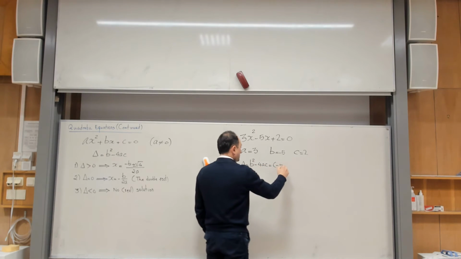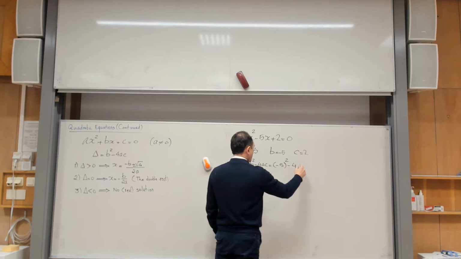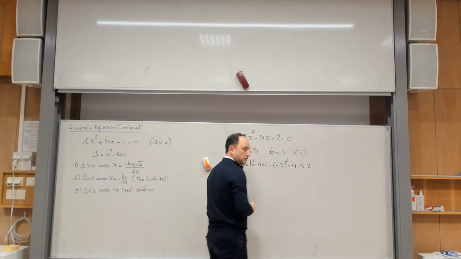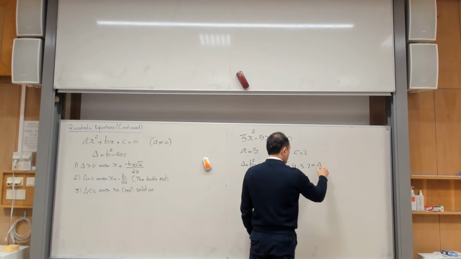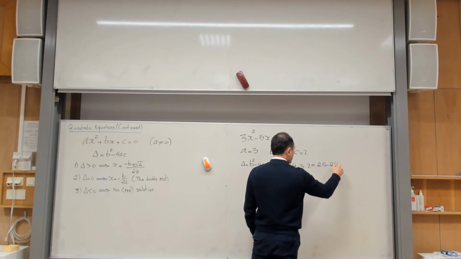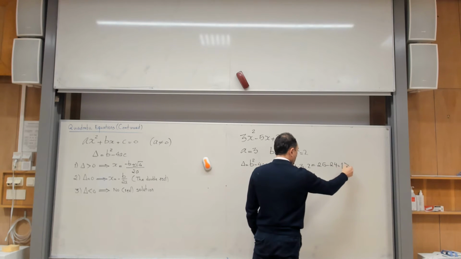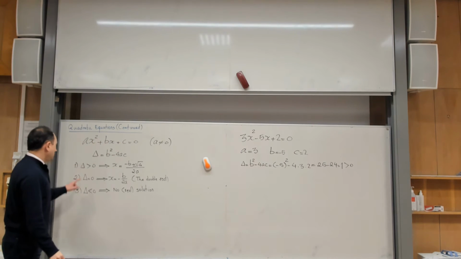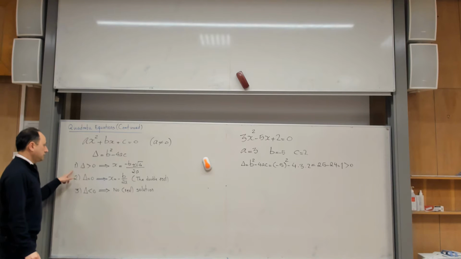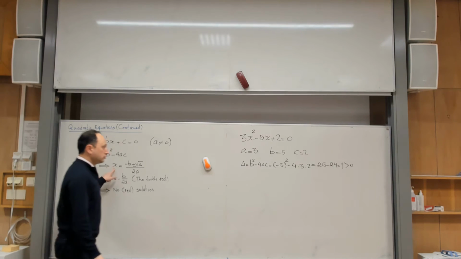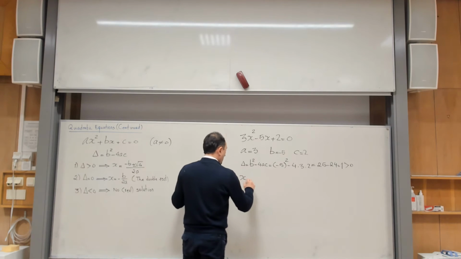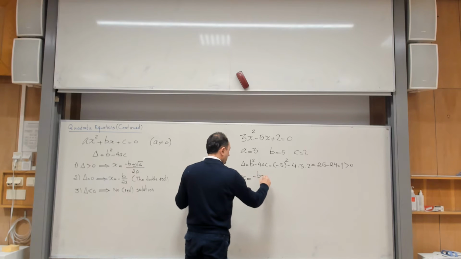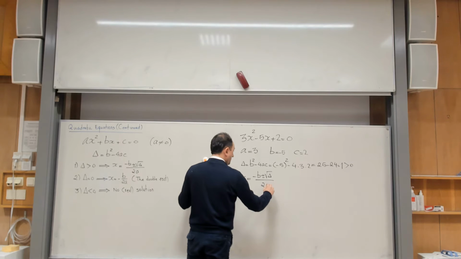This becomes minus 5 squared minus 4 times a times c, and calculating this, it becomes 25 minus 24, which is 1, and it is positive. So when delta is positive, it means that I'm facing the first scenario. So I have two roots. And x, I rewrite it again to memorize it: minus b plus or minus the square root of delta divided by 2 times a.